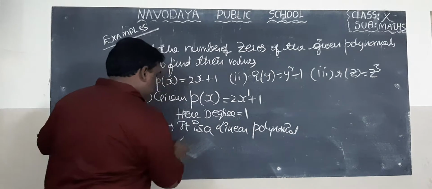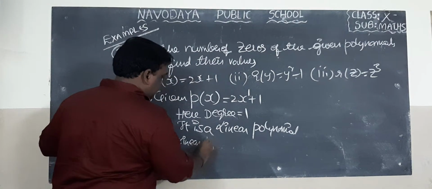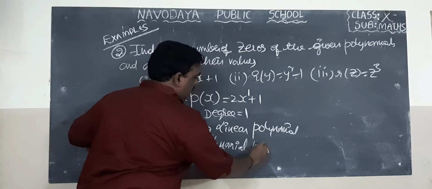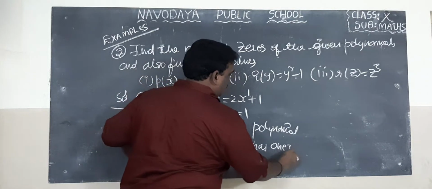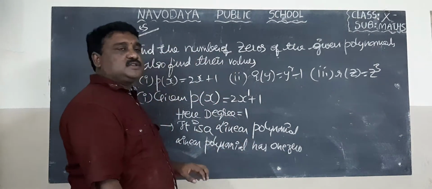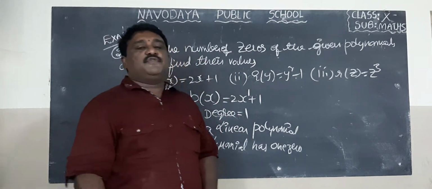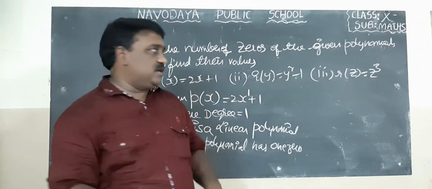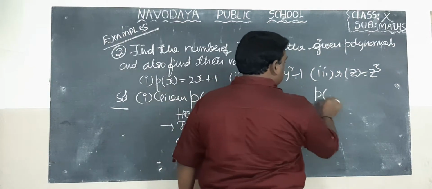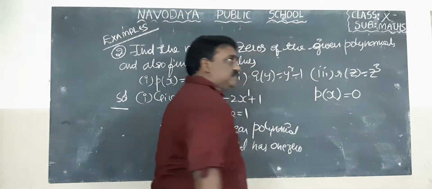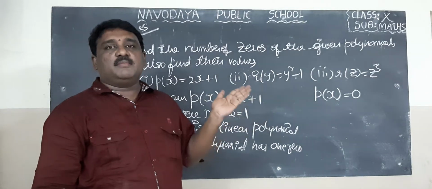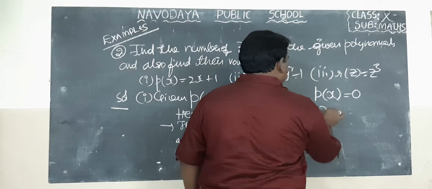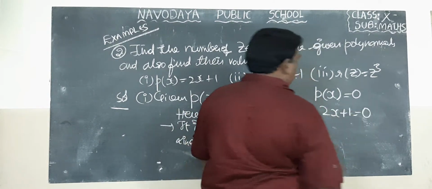Okay? A linear polynomial has one zero. So if you want to find out the zero of the polynomial, equate the given polynomial to 0. Okay? So how to find out p of x equal to 0? Equate the given polynomial to 0 to find out the zero of the polynomial. 2x plus 1 equal to 0.